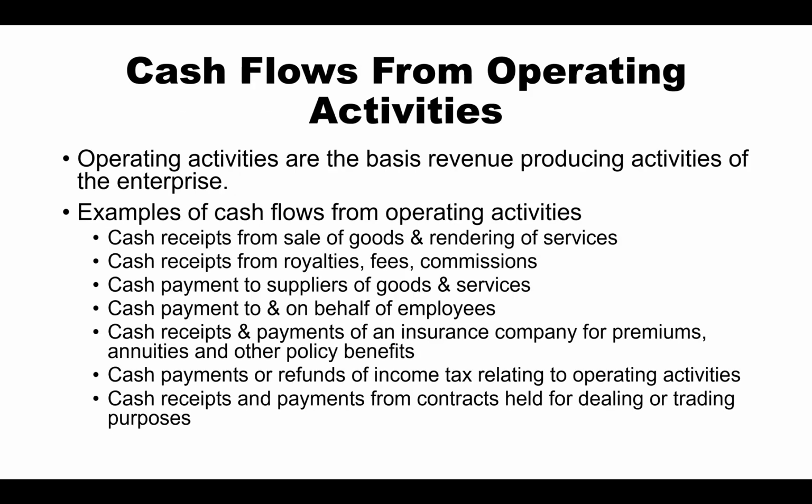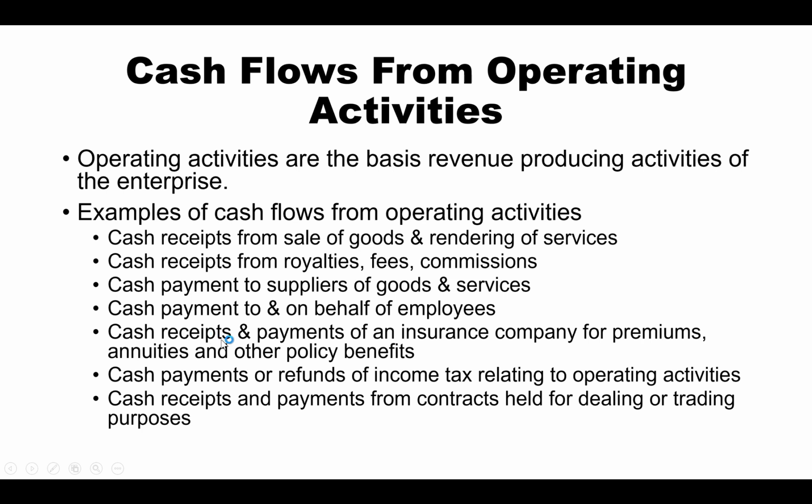So cash flows from operating activities. Operating activities are the basic revenue-producing activities of the enterprise. We have various examples, but let's look at a few. We have cash receipts from sale of goods and rendering of services, cash receipts from royalties, fees and commissions, cash payment to suppliers of goods and services, cash payment to and on behalf of employees.